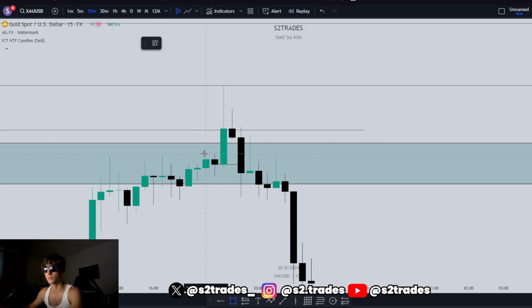How you could see if a sweep is gonna occur or not is basically on the 15 minutes or the 5 minutes before a sweep. Usually there's a fair value gap that forms.